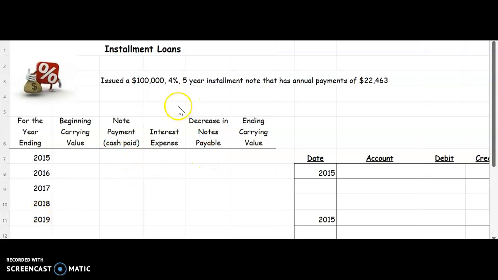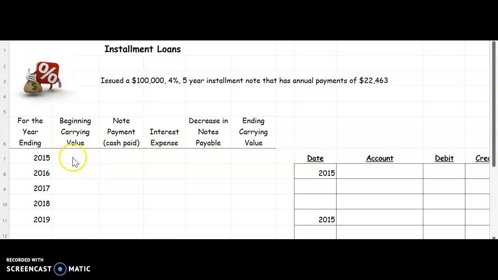Okay, so we're going to get started, and if I had to make journal entries for this, I need an amortization schedule. So we're going to learn how to set up an amortization schedule. This amortization schedule is going to show us our beginning balance, beginning carrying value, ending balance, how much of the payment is going toward interest, and how much of the payment is going toward the reduction of the principal.